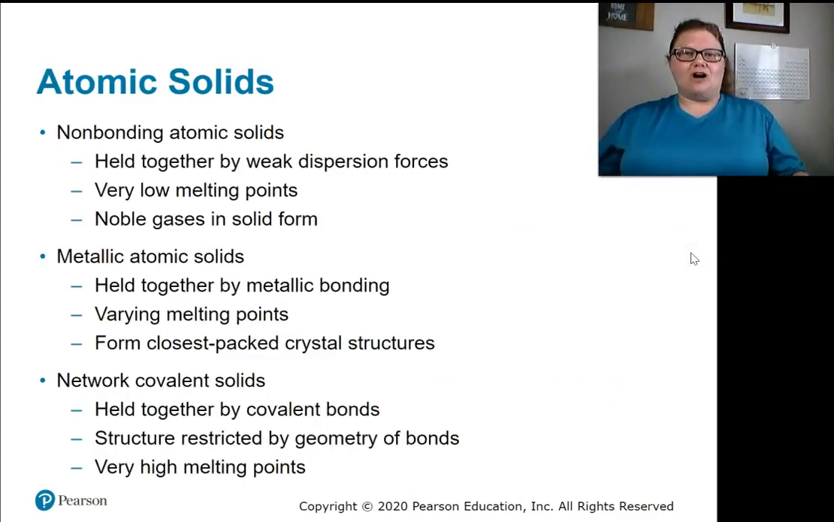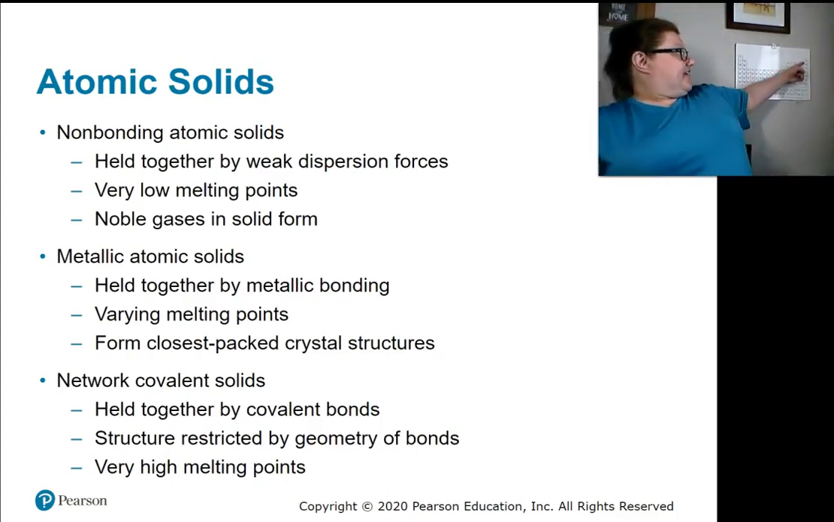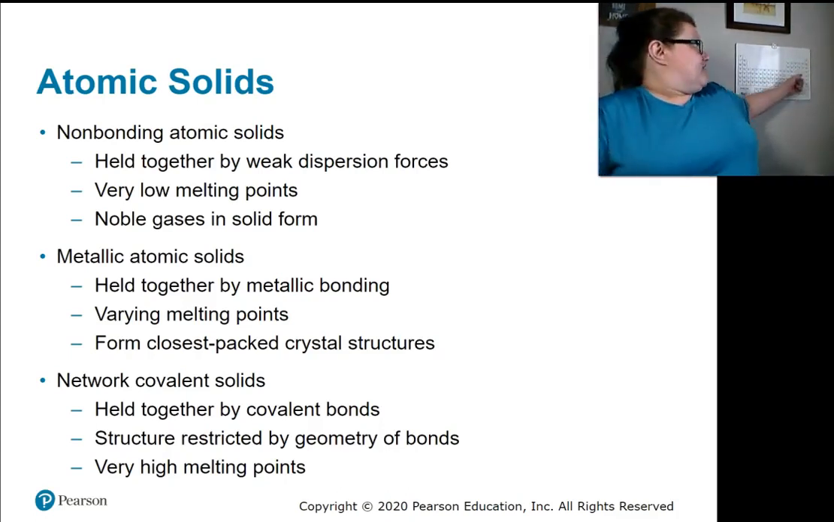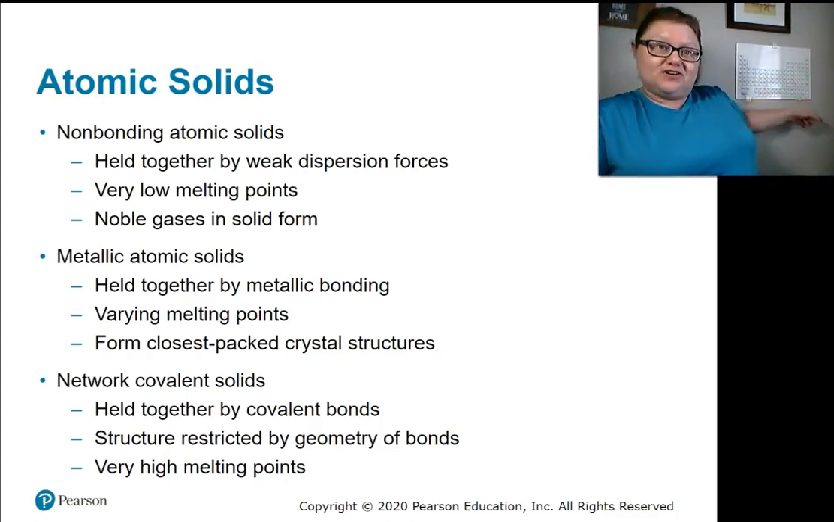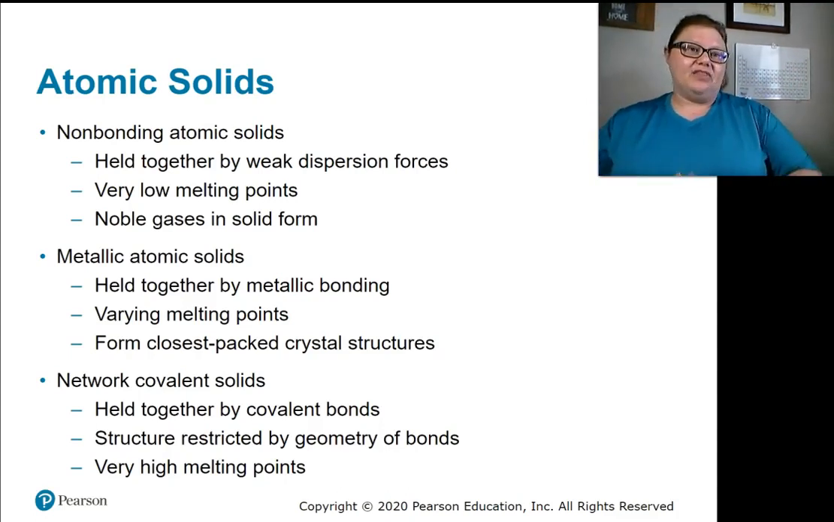All right, so let's review our atomic solids. We have quite a list. So we have non-bonding. They're not physically bonded with a chemical bond. They're just associating next to each other. So that's that dispersion force. That's our weakest force. So because it's weak, they're going to have low melting points. And this would be examples of noble gases in their solid form. So do you remember the noble gases? That's our group 8A. And so if we had a solid form of helium, neon, argon, krypton, xenon, and so on, that would be this type of atomic solid.